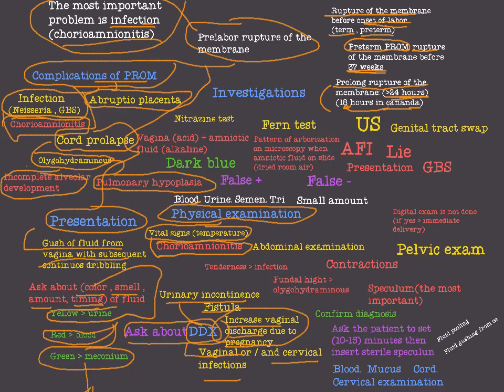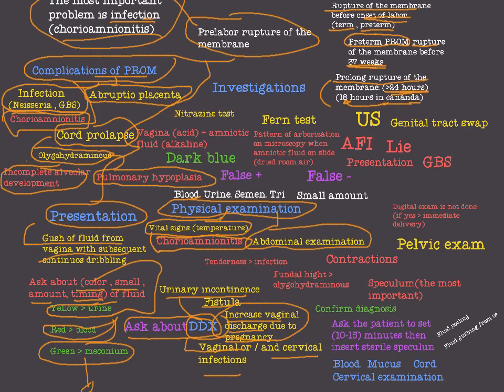Now after vital signs and general examination, we move to abdominal examination. What do we need to see in abdominal examination? We have to notice tenderness. Do we have any tenderness? Because tenderness implicates an infection, or maybe a ruptured placenta. Do we have contractions? And you will see in management that a patient with contractions is managed differently from a patient with no contractions.